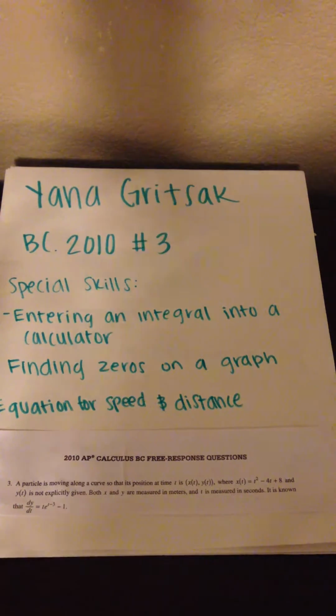The problem says, a particle is moving along a curve so that its position at time t is x of t comma y of t, where x of t is equal to t squared minus 4t plus 8, and y of t is not explicitly given. Both x and y are measured in meters, and t is measured in seconds. It is known that dy dt is equal to t e to the t minus 3 minus 1.